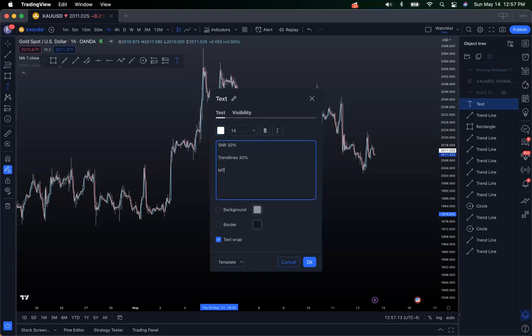Then you have multi-time frame and storyline, which is the rest, so 40%. SNR is actually a lot easier to explain, but it is 30%. Trend lines are, I would say, a little bit more difficult than SNR, but it's still 30% of your knowledge. If you only know these two and skip the rest, you're going to fail. You're going to fail miserably.